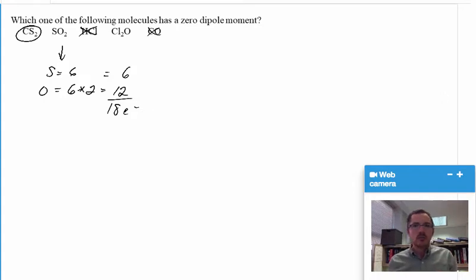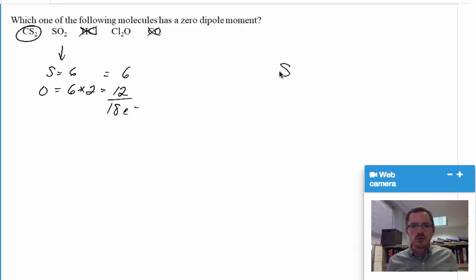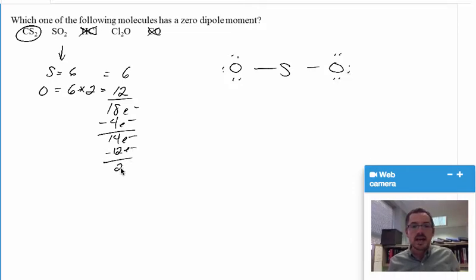Now we need to look at our periodic table to determine what our central atom is. Oxygen sits on top of sulfur. So the electronegativity for my sulfur is less than the electronegativity for my oxygen, which means that sulfur is my central atom. So sulfur in the middle, oxygen, oxygen. 4 electrons have been used, leaving me with 14 electrons remaining. So I fill up my terminal oxygens first, and wouldn't you know it, I only use 12. Meaning I have 2 electrons left over, so I'll put those on the sulfur.